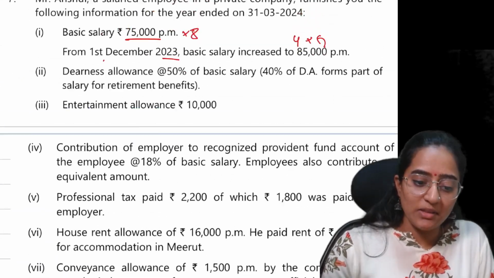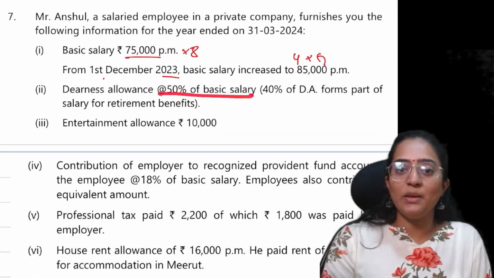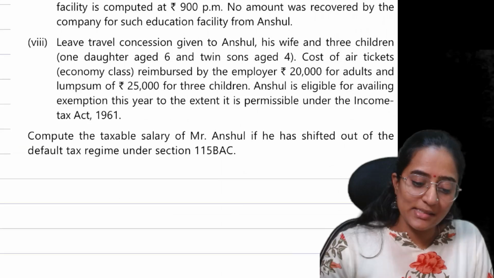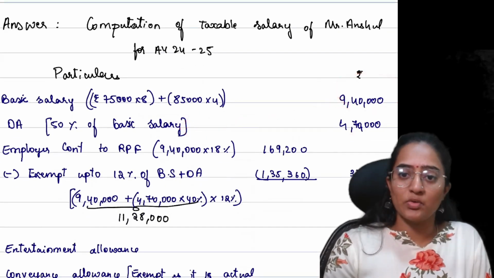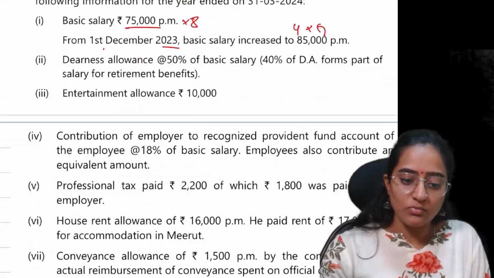And the DA, whatever is given in the question, is 50% of the basic salary. Whatever your basic salary is, 50% of that is nothing but your DA. That you would compute the same in your computation.